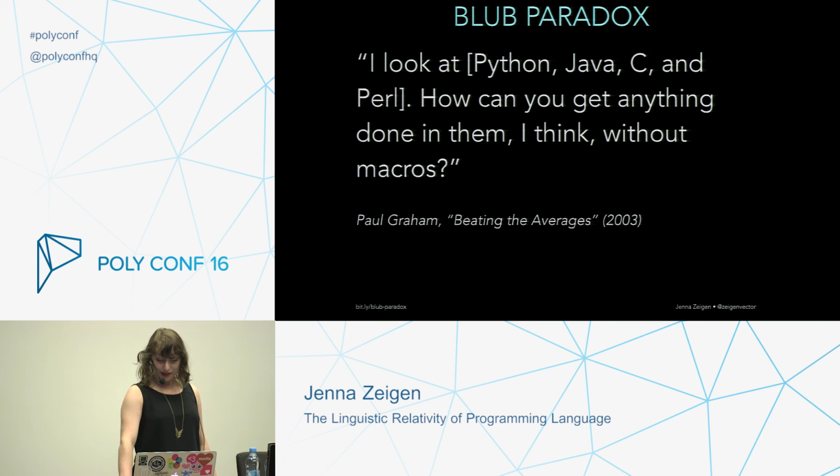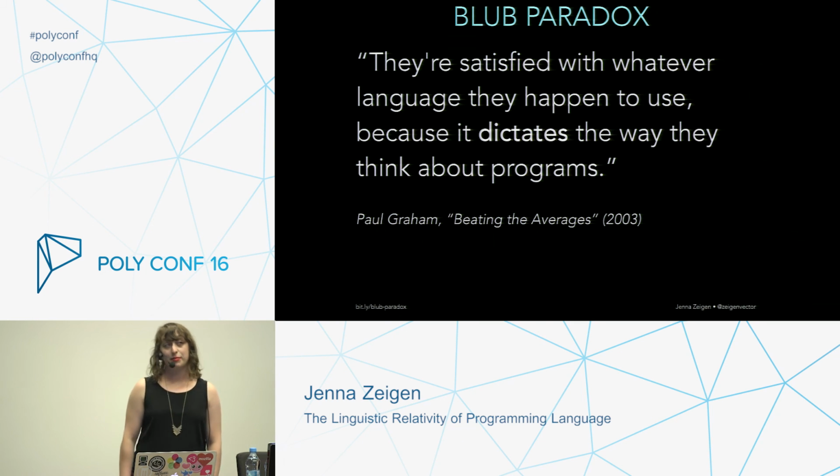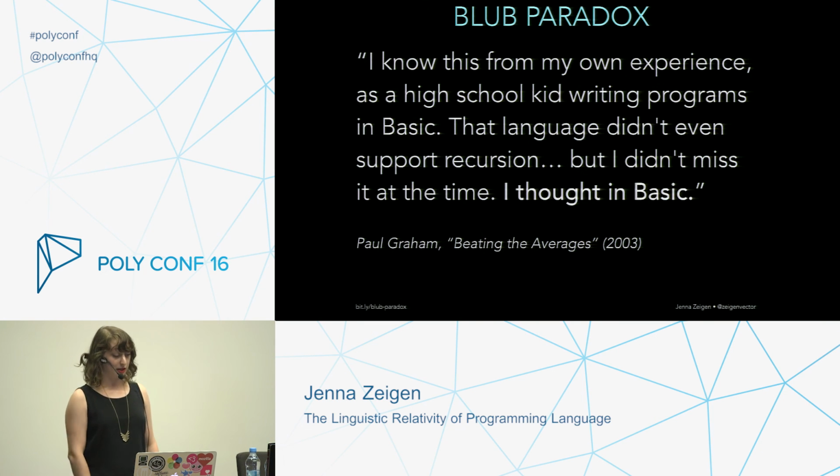So anyway, Paul Graham says that these programmers are satisfied with whatever language they happen to be using because it dictates the way they think about programs, which sounds kind of like linguistic determinism to me. I think that's a little strong of a statement, but that's cool, Paul Graham, if you want to think that. And he thinks this because he knows it from his own experience. As a high school kid writing programs in BASIC, that language didn't even support recursion, and he didn't miss it at the time because he was thinking in BASIC.